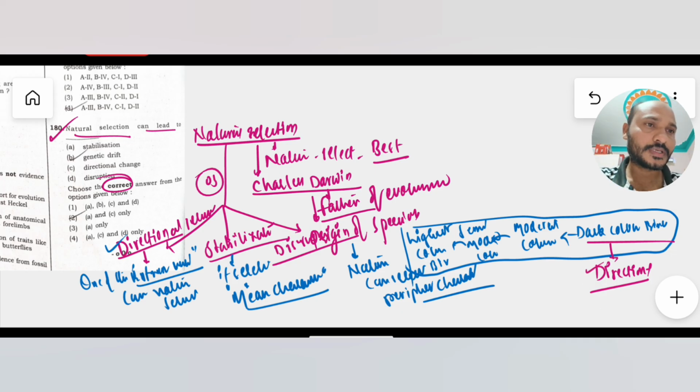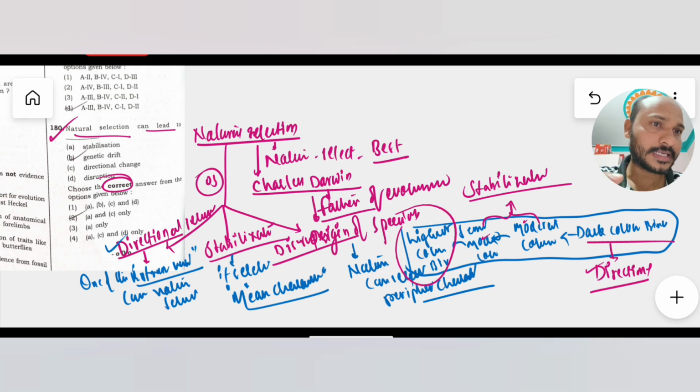If nature wants to select only the mean character value, meaning either moderate color or semi-moderate color, this type of selection is called stabilizing selection. If nature wants to select peripheral characters, either the lightest color bird or the darkest color bird, both, such type of selection is called disruptive selection.